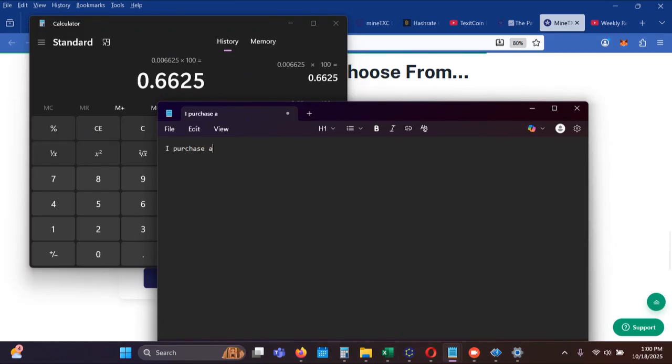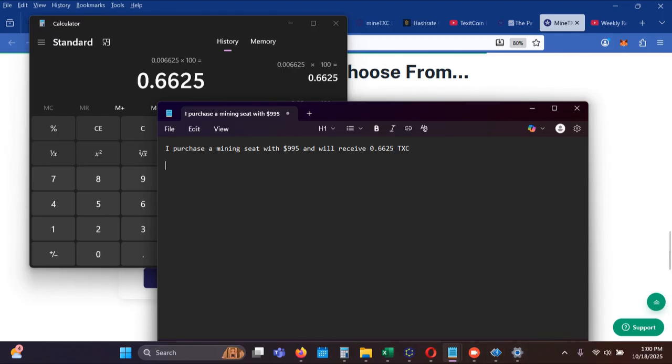So let's start logging this information, okay? I purchased a mining seat with $995 and will receive 0.6625 TexitCoin. All right. I hope that's clear to everybody. Y'all follow me on the math so far?